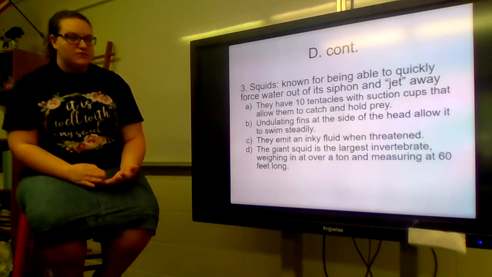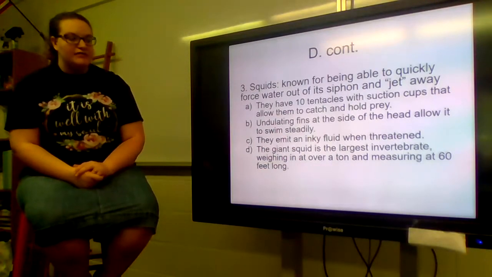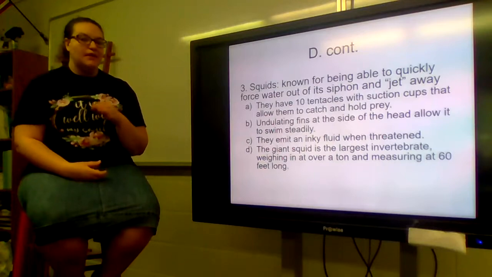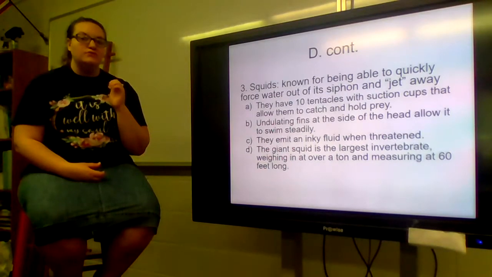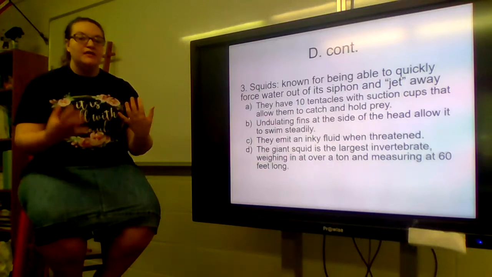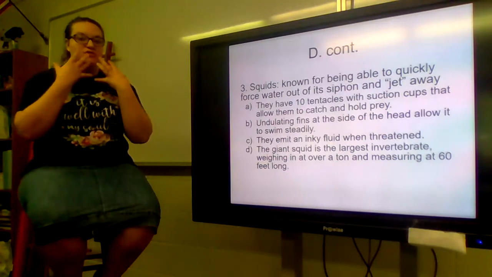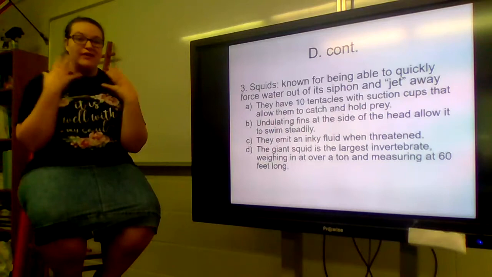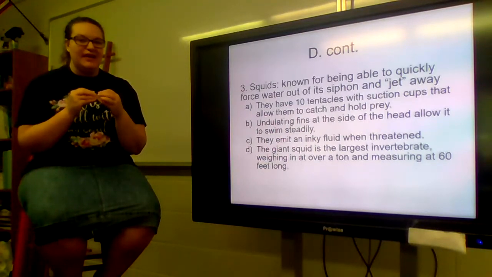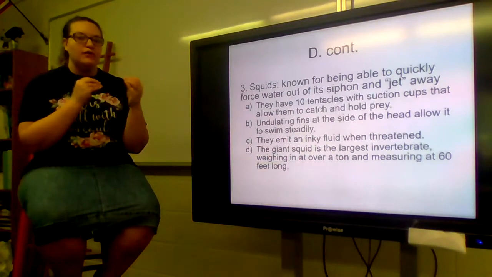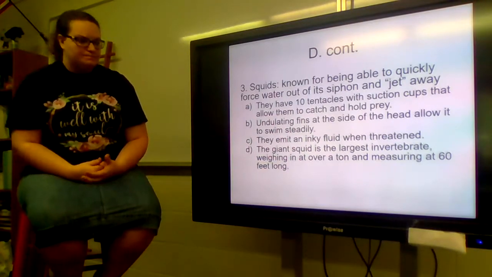They have 10 tentacles with suction cups that allow them to catch and hold prey, and that is the main function of tentacles. The main function of tentacles is to capture and hold prey to allow them to force it into their mouth. So tentacles are really more like arms or hands. They're not really feet. They don't technically behave like feet for the cephalopod.